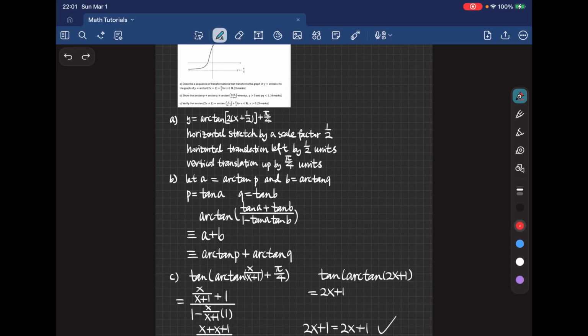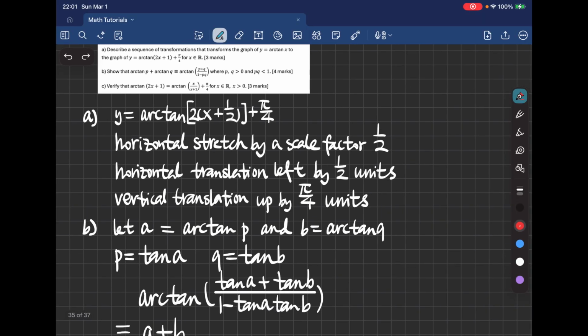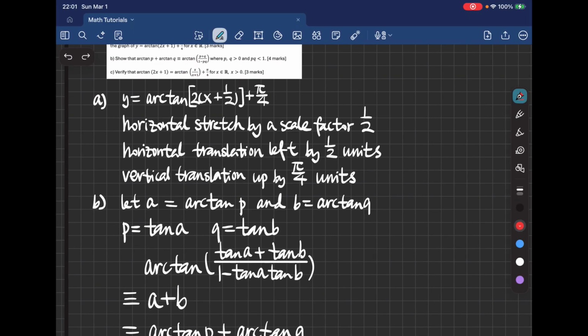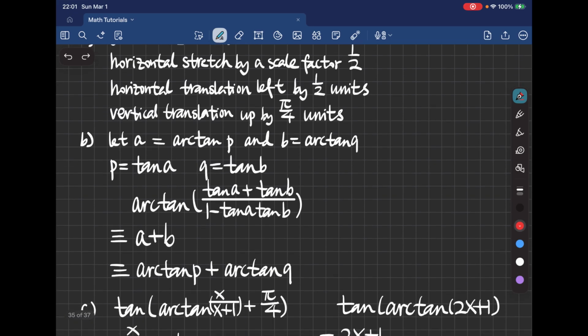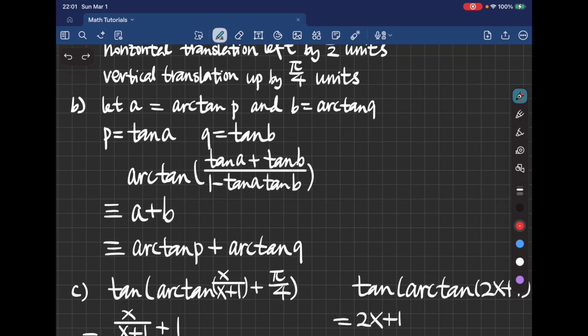And now this is an easy part, so we will do B and C, which is just a little bit harder. We want to show that this identity is true. It will be hard if you want to take tan on both sides because it's really complicated and might not work. So let's let A equal arctan P and B equal arctan Q.